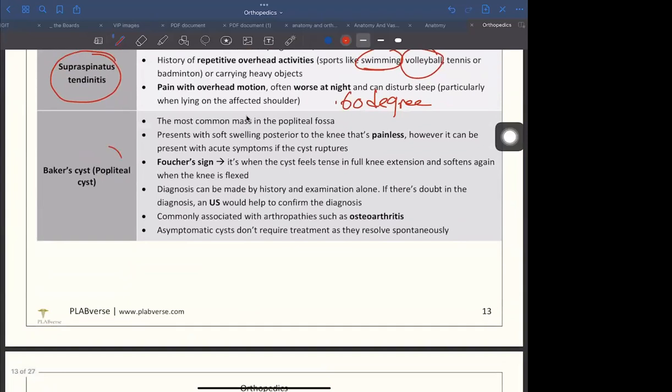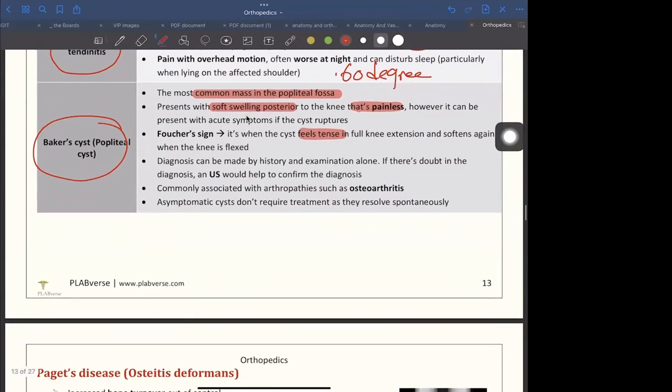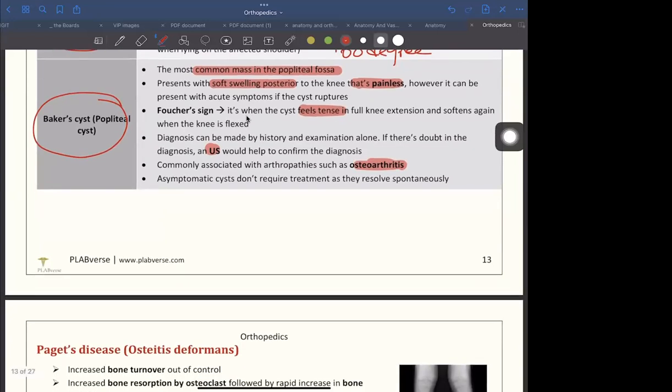There is something called Baker's cyst, or popliteal cyst. The most common site of Baker's cyst is the popliteal fossa, and it presents with a soft swelling posterior to the knee that is painless. However, it can present with acute symptoms due to Baker's cyst rupture, which will be very painful. There is something called Foucher's sign. It is when the cyst feels tense in full knee extension and softens when the knee flexes, all right? Diagnosis can be made by ultrasound, and it is commonly associated with osteoarthritis. Treatment is surgical, by removing the cyst.